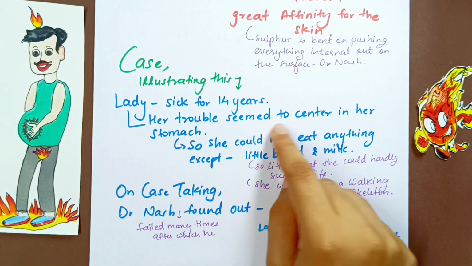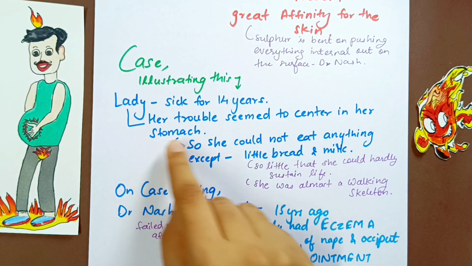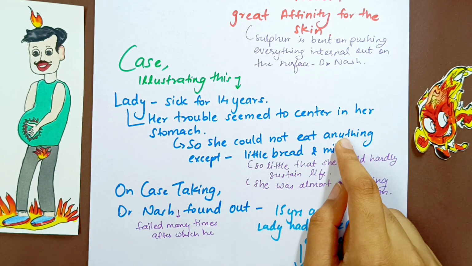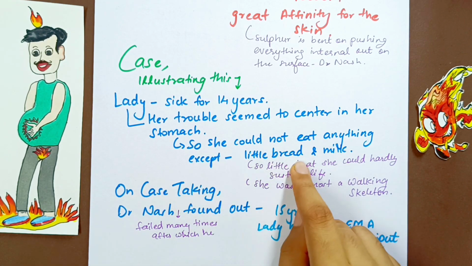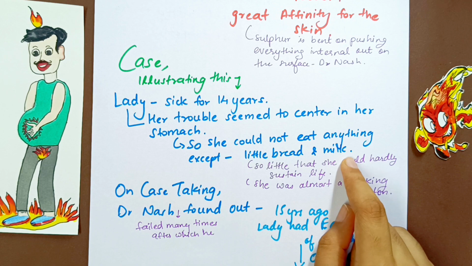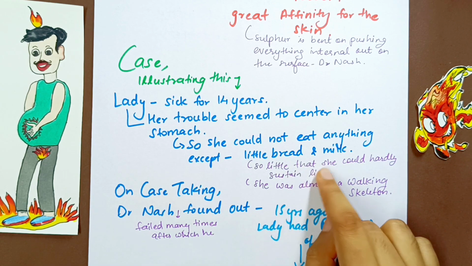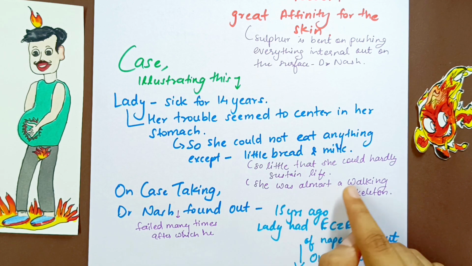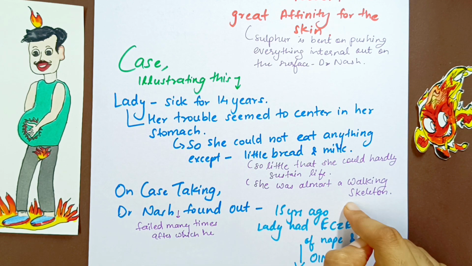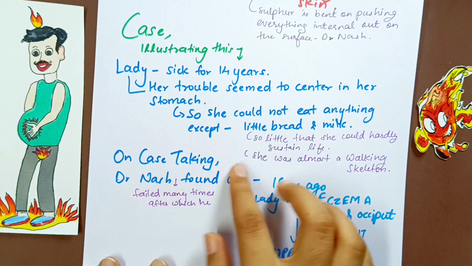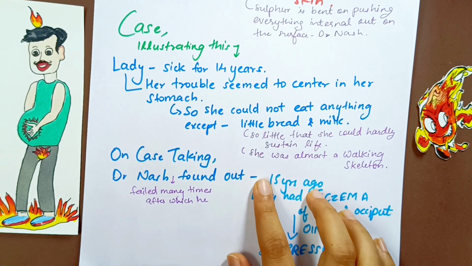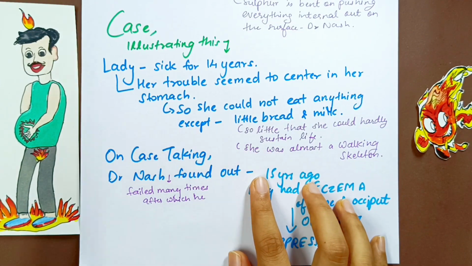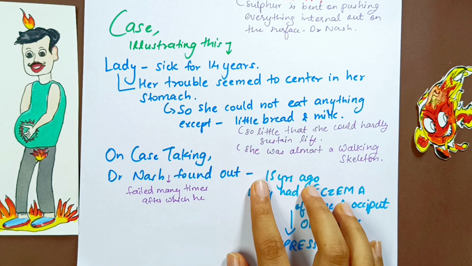Her trouble seemed to center in her stomach. So she could not eat anything except a little bread and milk. And that little bread was so little that she could hardly sustain life. She was almost a walking skeleton. Now, what happened is, on case taking, Dr. Nash found out. So, Dr. Nash actually did not find out in the first place, in the first consultation.